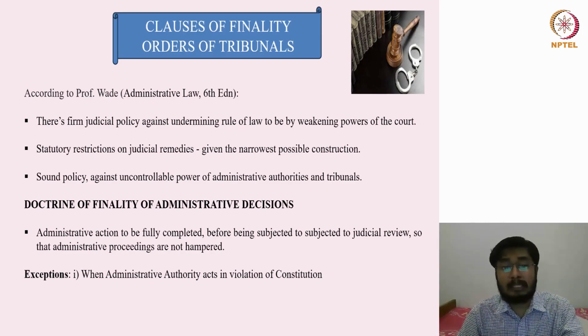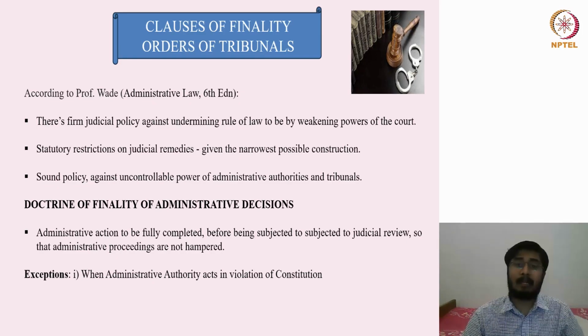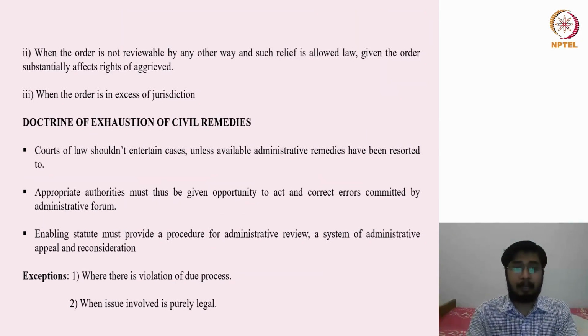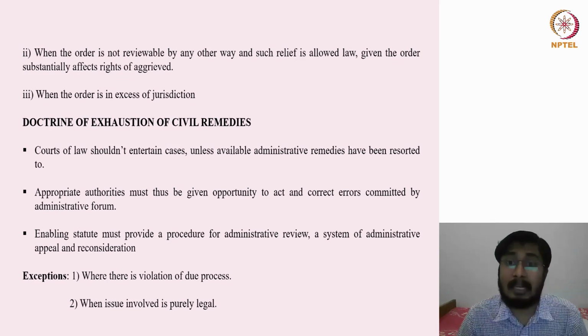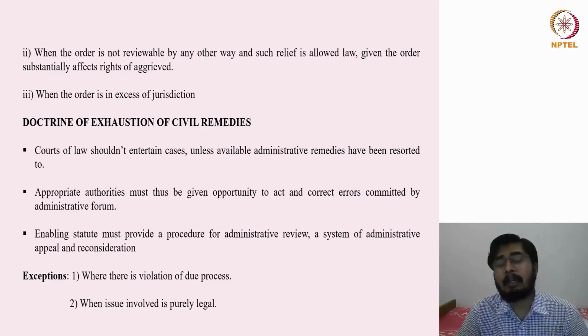The first exception to this is when the administrative act is in violation of the Constitution. Now, if the constitution of that particular act says that there should be four members, and there are only three members, there is an exception to this because there was a clear-cut violation by the administrative authority. Second, when the order is not reviewable in any other way and such relief is allowed by law, given the order substantially affects the rights of the aggrieved. And the last, when the order is in excess of jurisdiction. In simple words, a railway tribunal cannot hear a service matter dispute related to a government servant from any government department.